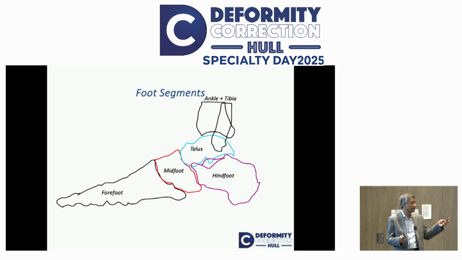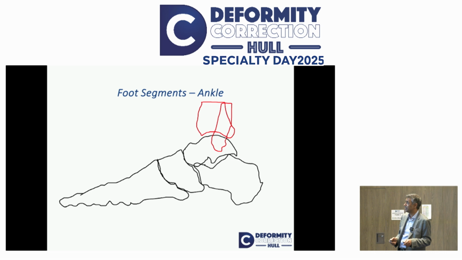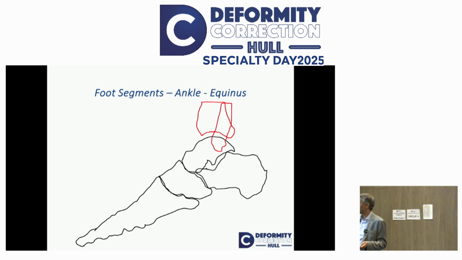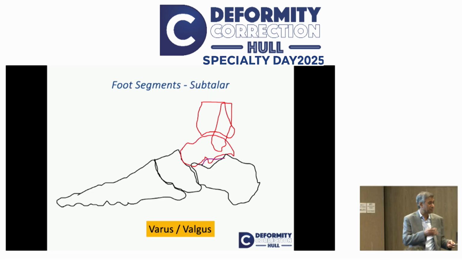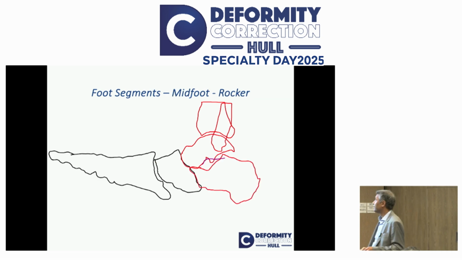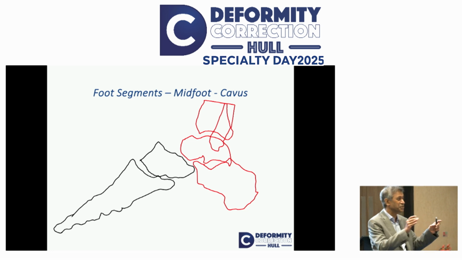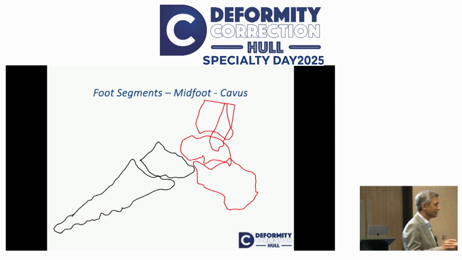As Om showed in the morning, I see them as segments. At the ankle, you get equinus principally, right? Then at the subtalar, you get principally valgus or varus. Your talus can move a little bit in the ankle, but principally it's a subtalar problem. And then you have a midfoot rocker, or you can have a midfoot cavus. So these are the principal four problems we deal with in the adult foot and ankle generally, right?